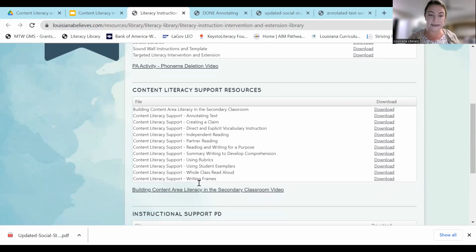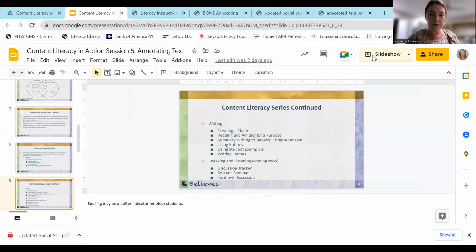We're going to dive into one today. And the video is already there for building content area literacy in the secondary classroom. Is already here. And this one really goes into partner reading and using student exemplars as part of the writing process. So those are ready for you to use, to dig into, but let's dive back into our presentation. Okay.